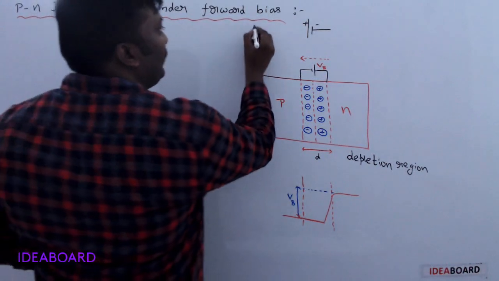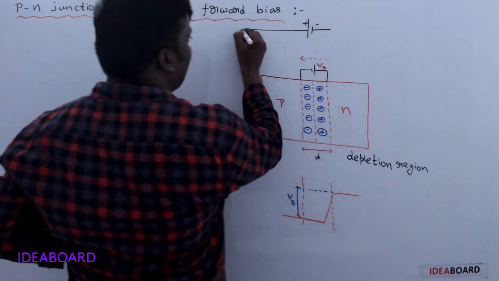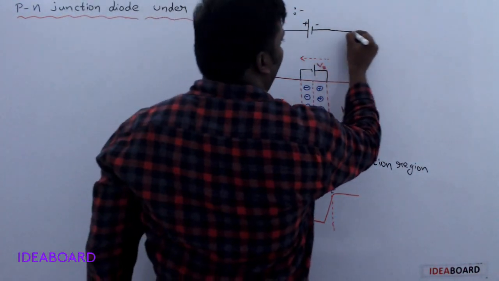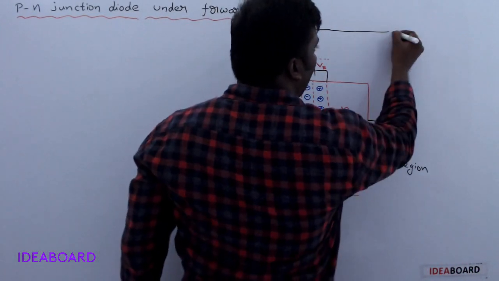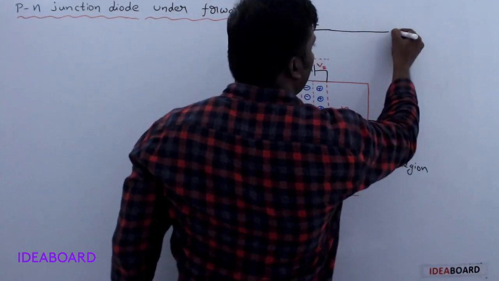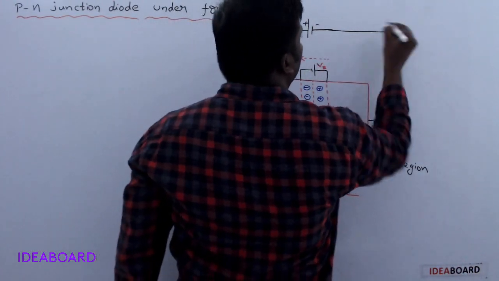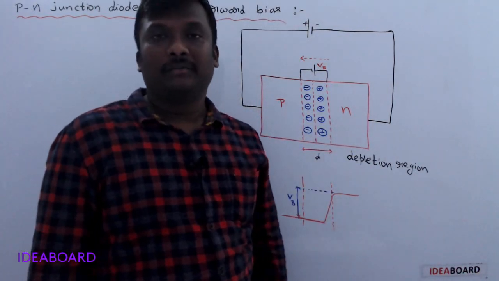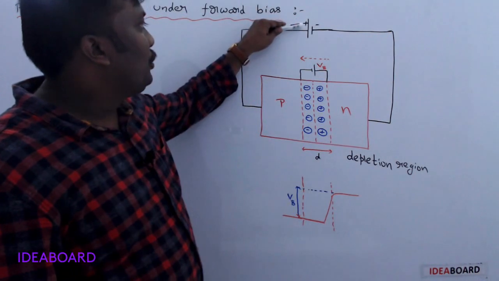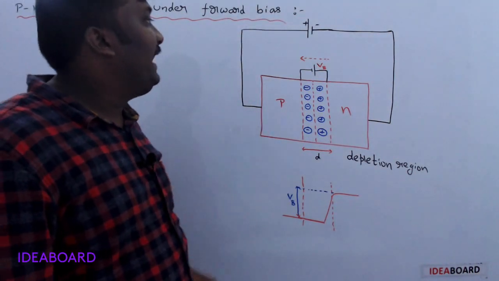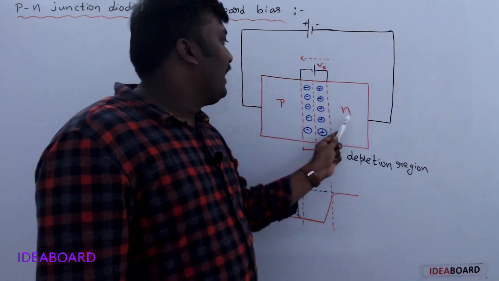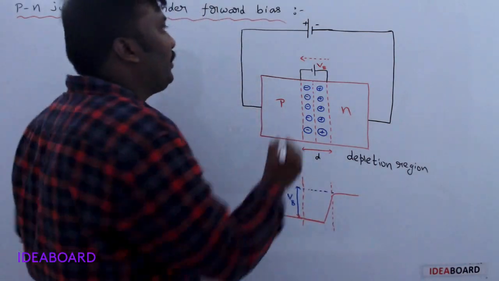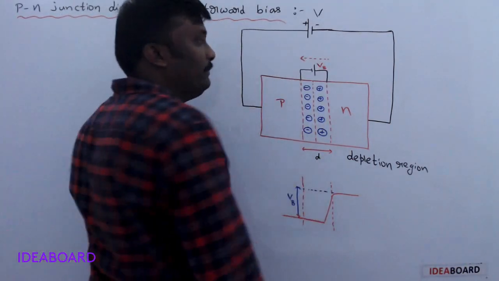Forward bias means the positive terminal of the battery is connected to the P side of the diode, and the negative terminal of the battery is connected to the N side of the diode. Then the diode is said to be in forward bias. The applied voltage is taken as V.